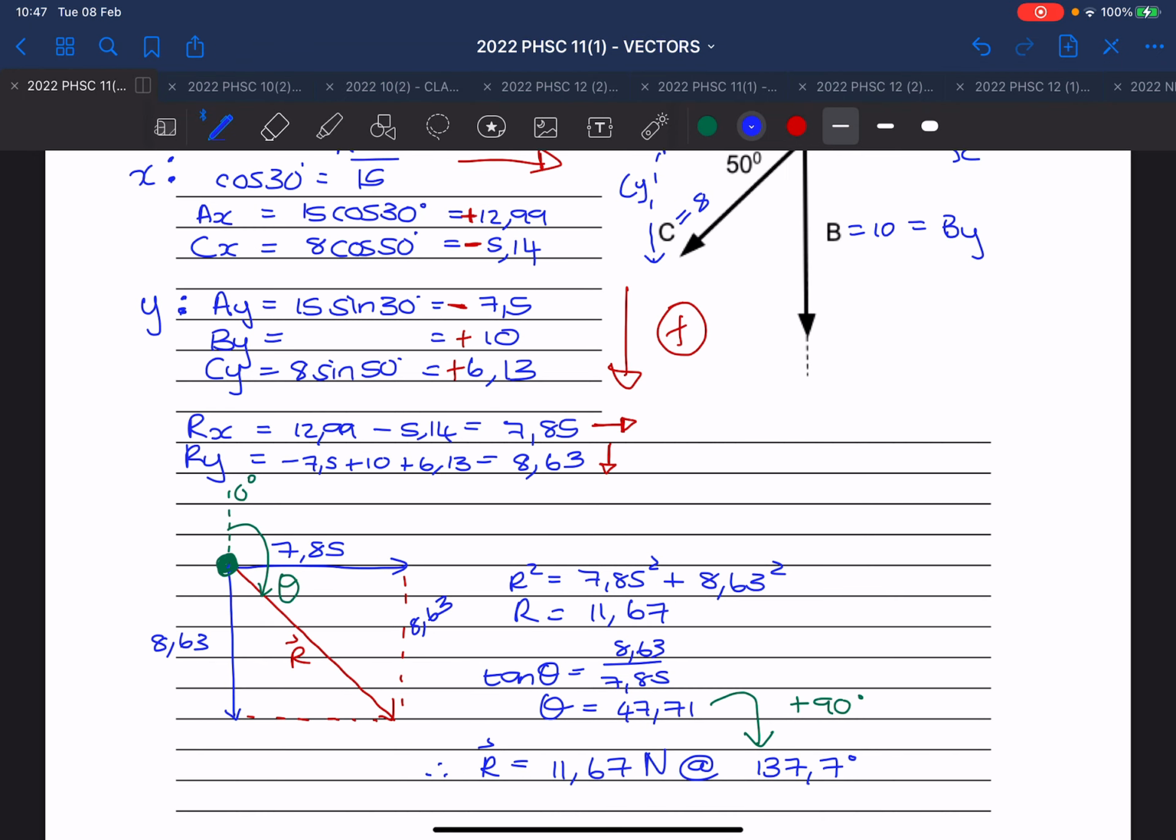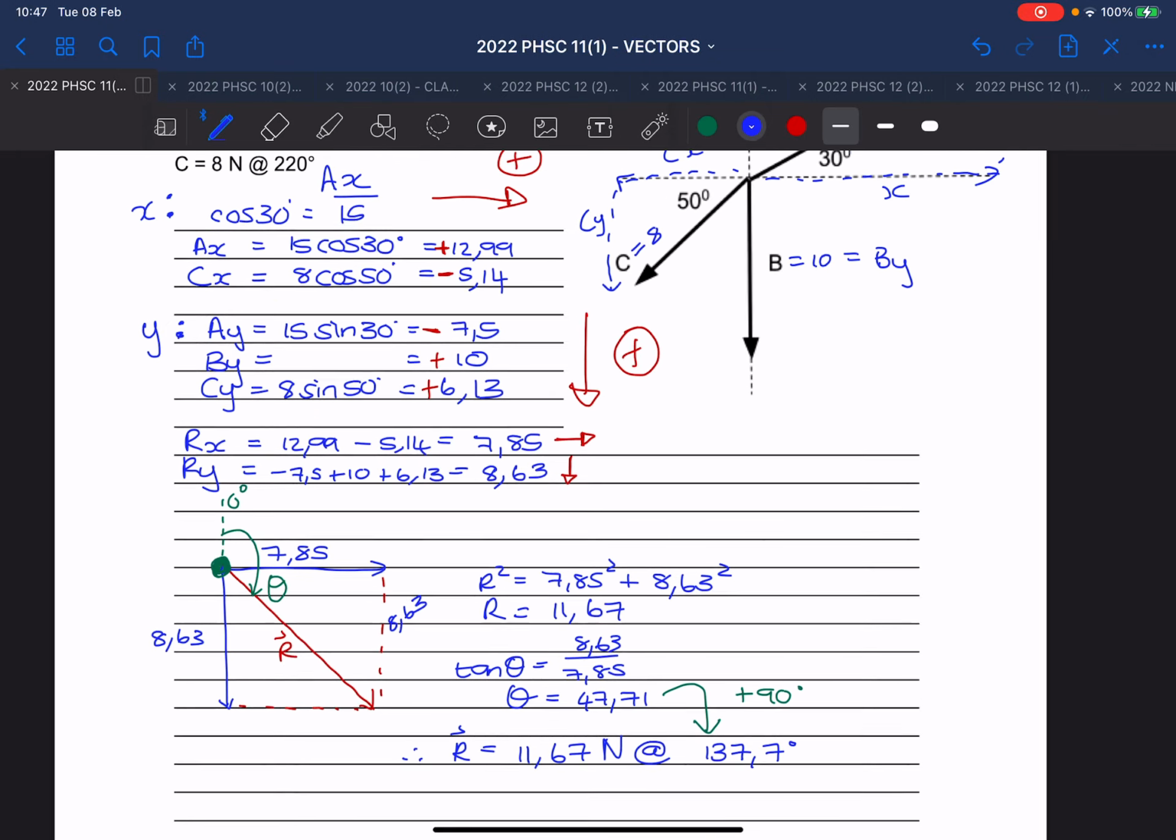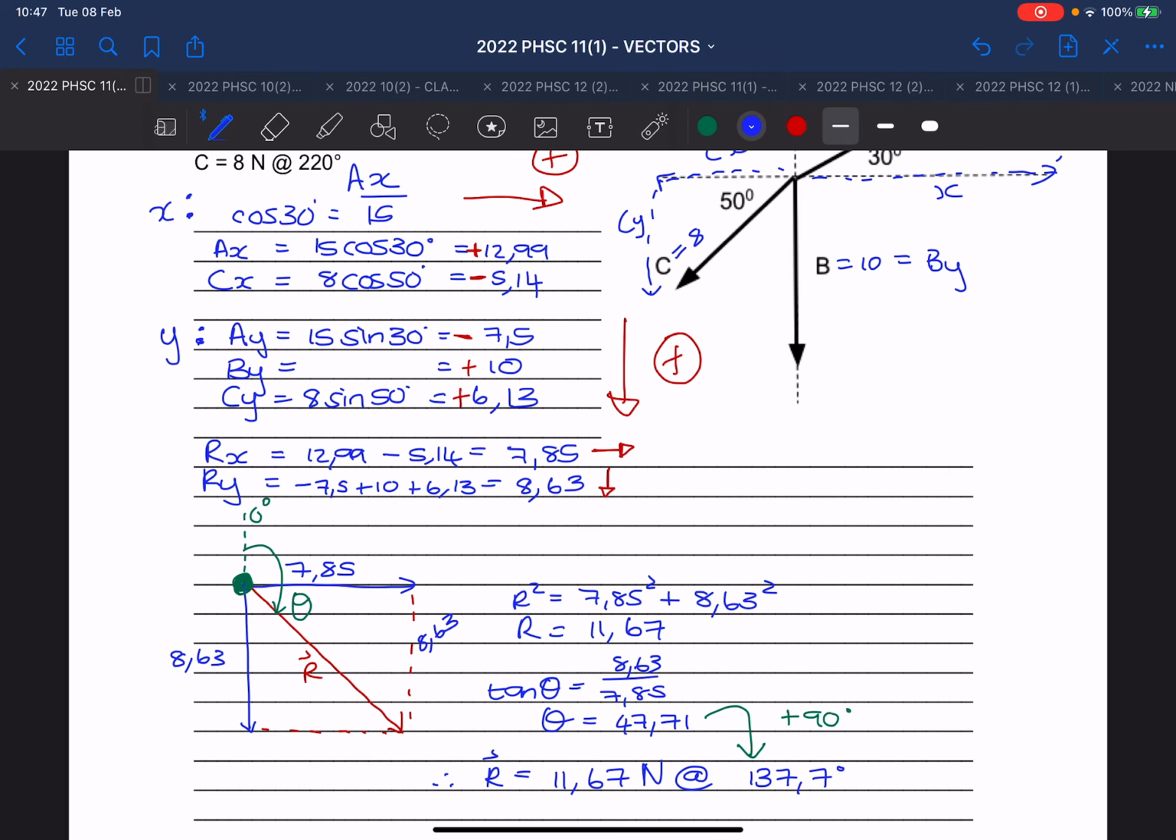About 14. It depends how many vectors you must split up. But it will count about 8, 9 marks. That's a lot out of 50. You only asked this once.